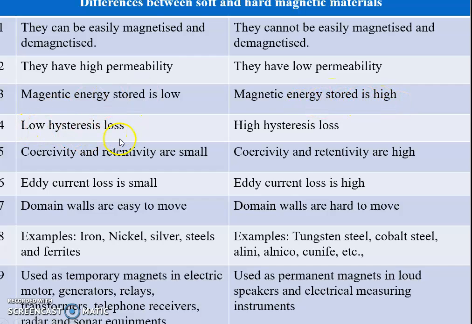Low hysteresis loss, as we saw, the hysteresis loop area is small in the case of soft magnetic materials. Also, retentivity and coercivity are small. But if we consider hard magnetic materials, there is a larger hysteresis loop area. So, high hysteresis loss, and also retentivity and coercivity are high. Then eddy current loss is small in the case of soft magnetic materials. Eddy current loss is high in the case of hard magnetic materials.